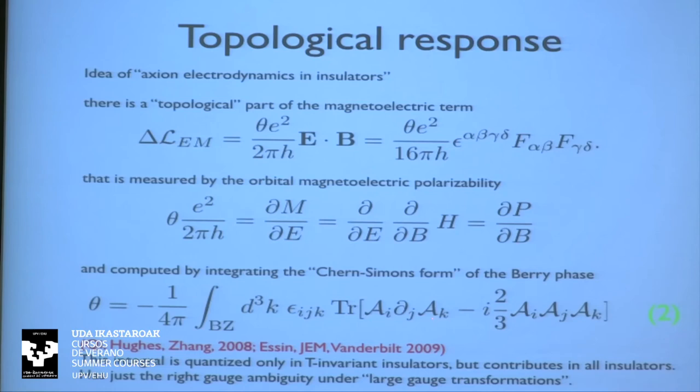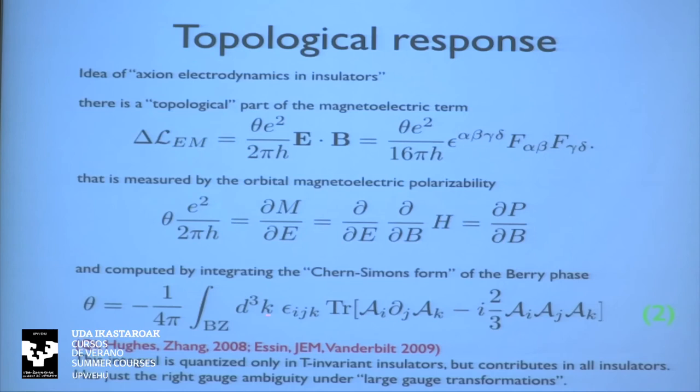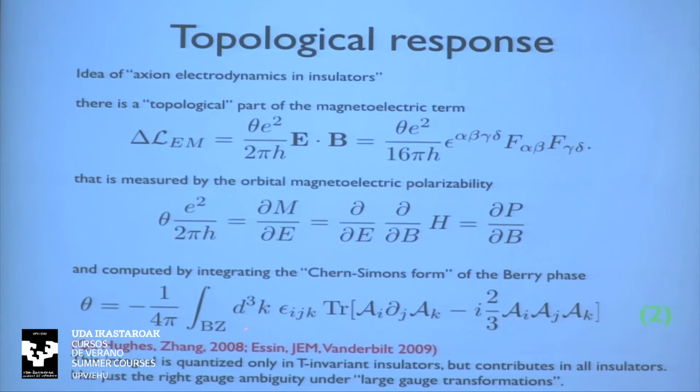I take all the bands that are occupied, and I think about even the off-diagonal matrix elements of the Berry connection, and I calculate this object. This object, I'm going to claim, is an integral that is ambiguous by 2 pi n in the right units. The precise value of the ambiguity depends on how you define the coefficient in front and how you normalize things.